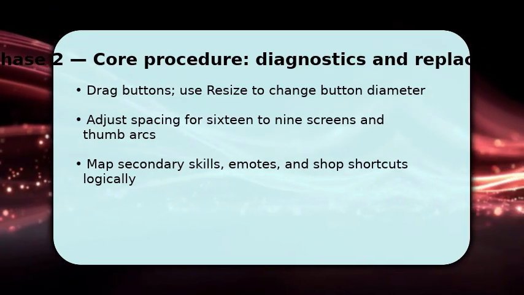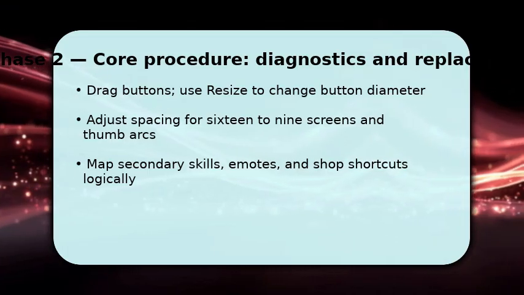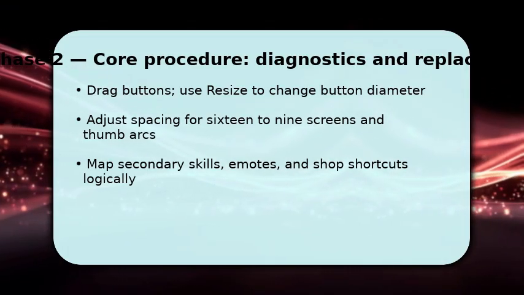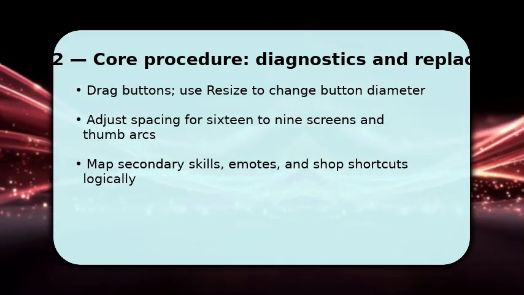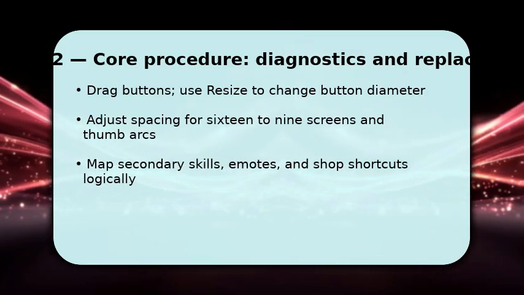Map secondary skills and shop shortcuts where you can reach them without blocking the minimap. Try swapping jump and blink positions if you play roam. Save a profile name so you can return to this exact configuration later.